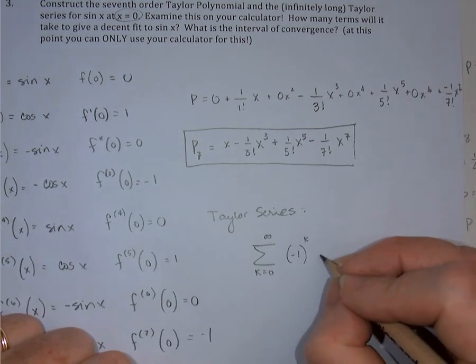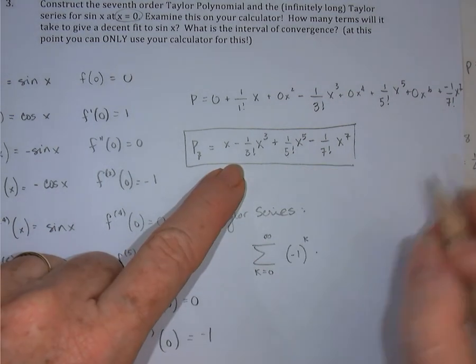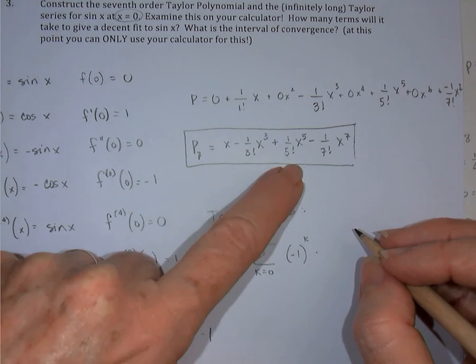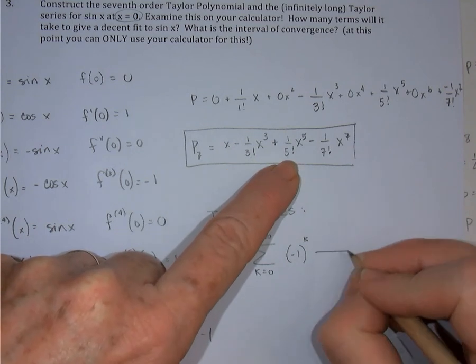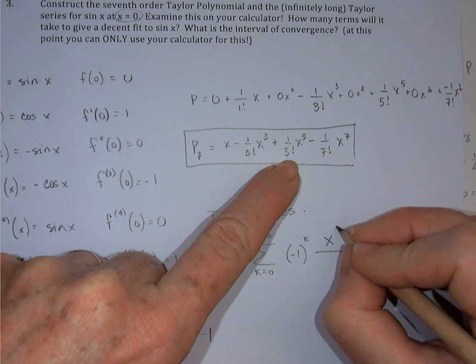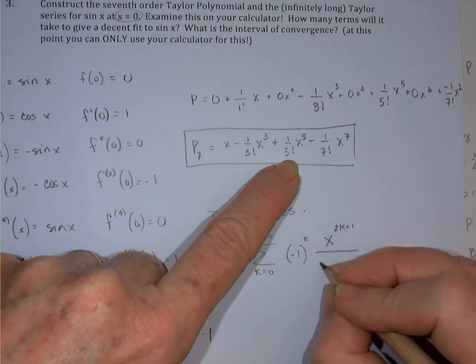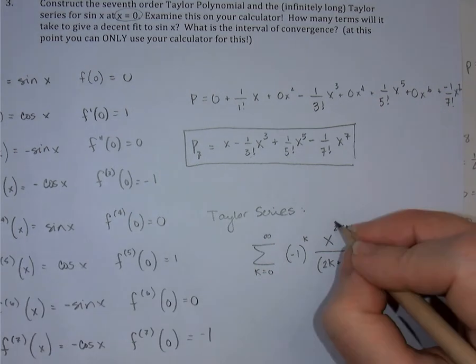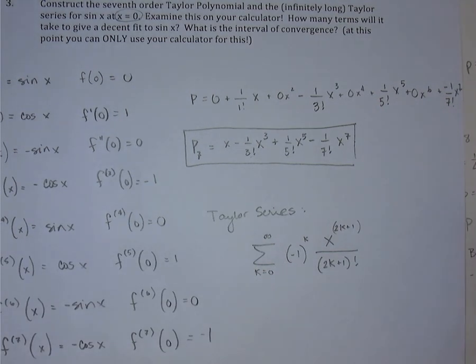And then the pattern is going to be, notice we have consecutive odd numbers. Again, this is where k is equal to 1. This is where k is equal to 2. So I'm guessing that this is going to be x to the power of 2k plus 1 over 2k plus 1 factorial. And you might need to play around with that a little bit. Okay, so that's my Taylor series.